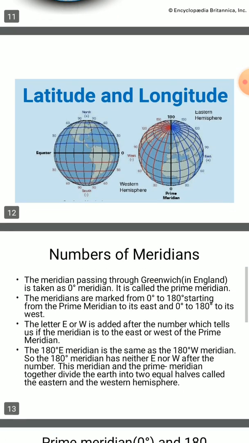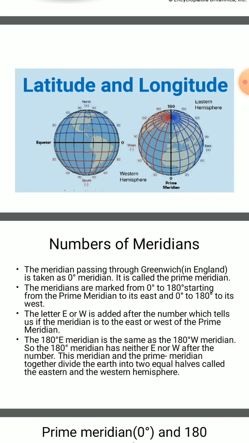Now, how are these meridians numbered? Longitudes are also numbered like latitudes. The meridian passing through Greenwich in England is taken as 0-degree meridian. It is called prime meridian. It is the starting point for numbering the meridian.